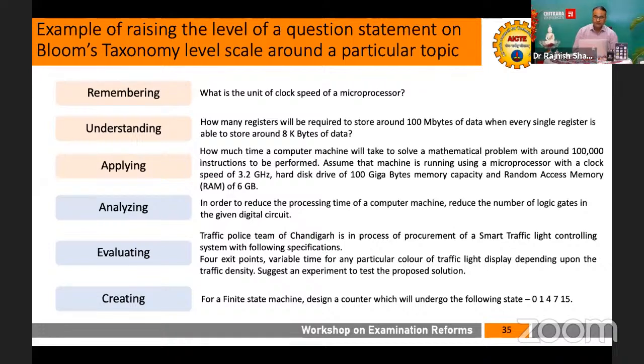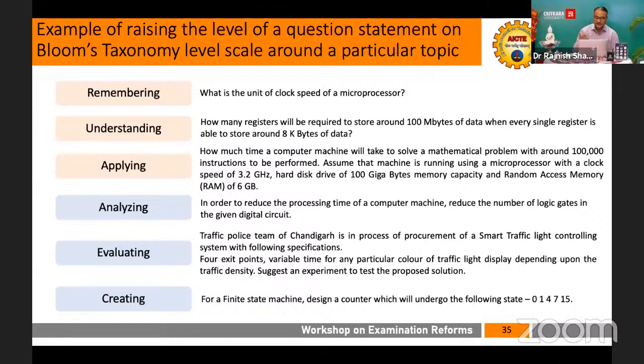Then another example of different levels of Bloom's taxonomy. What is the unit of clock speed of a microprocessor? Hertz. We know that. Did I need to actually create anything? No. Did I need to actually understand anything about the same? No. I just need to remember that the unit of clock speed of a microprocessor is Hertz.